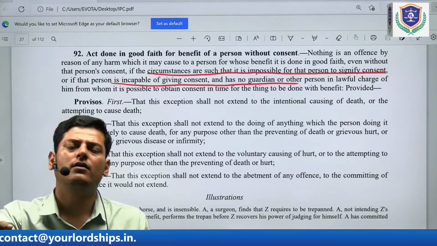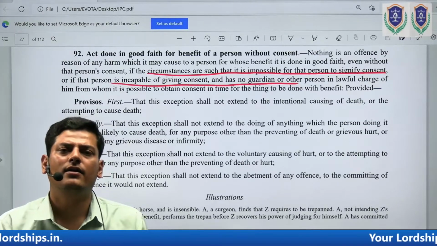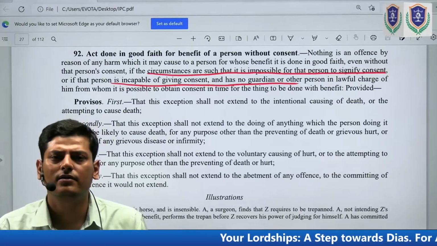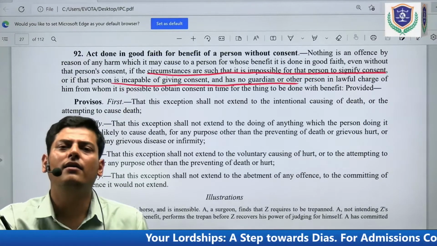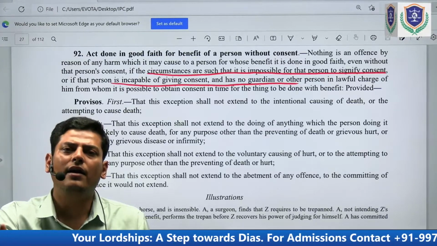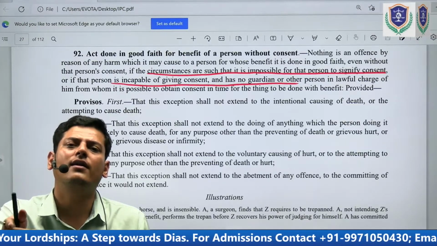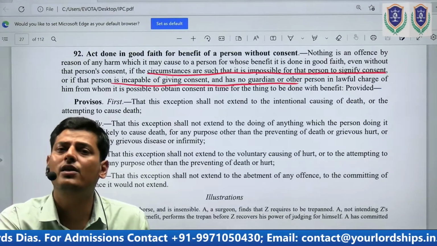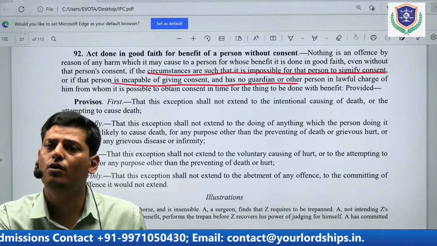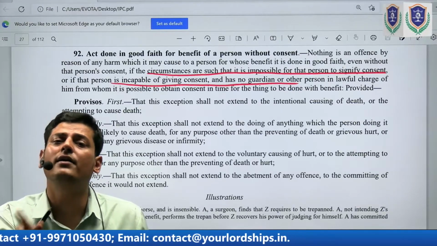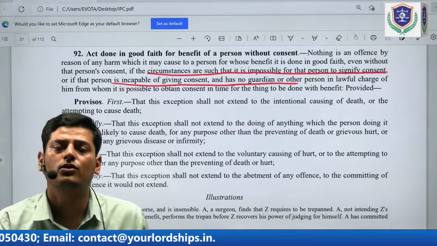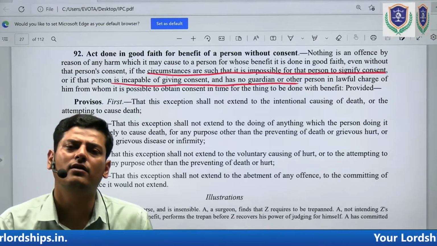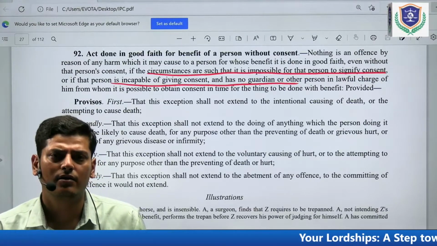Now if a person has been attacked by a tiger, the tiger is carrying him away, now there is no time to ask for his consent. He can incur the risk of shooting at the tiger, though he is not intentionally causing death, but he knows that he might cause the death of the person as his shot might get missed, but for his benefit, in order to save him, he fires at the tiger. Obviously he will get the protection.